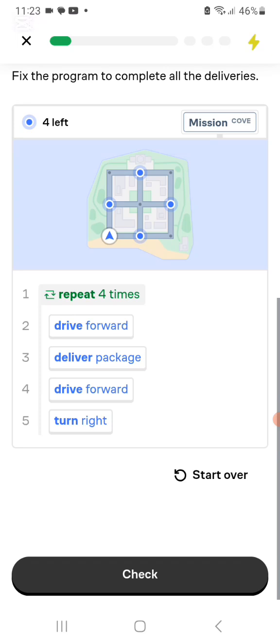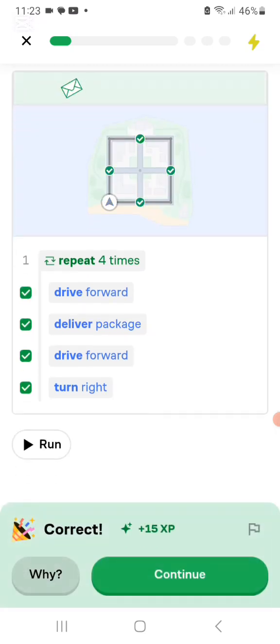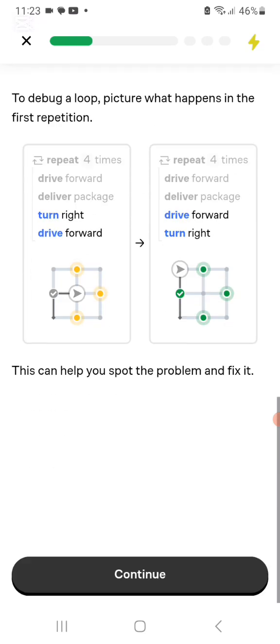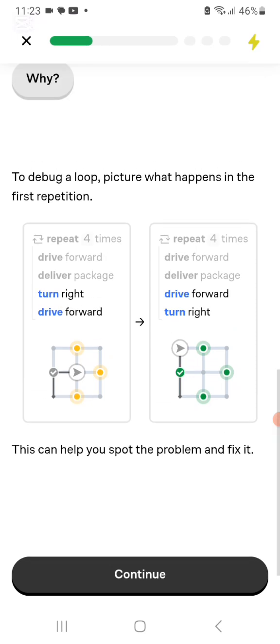Because of this, repeat for a block again. Let's see. Repeat 4 times. Drive forward, deliver package. Look at this, showing you. Look, if I did the correct way, but if we do like this, it can make a problem.